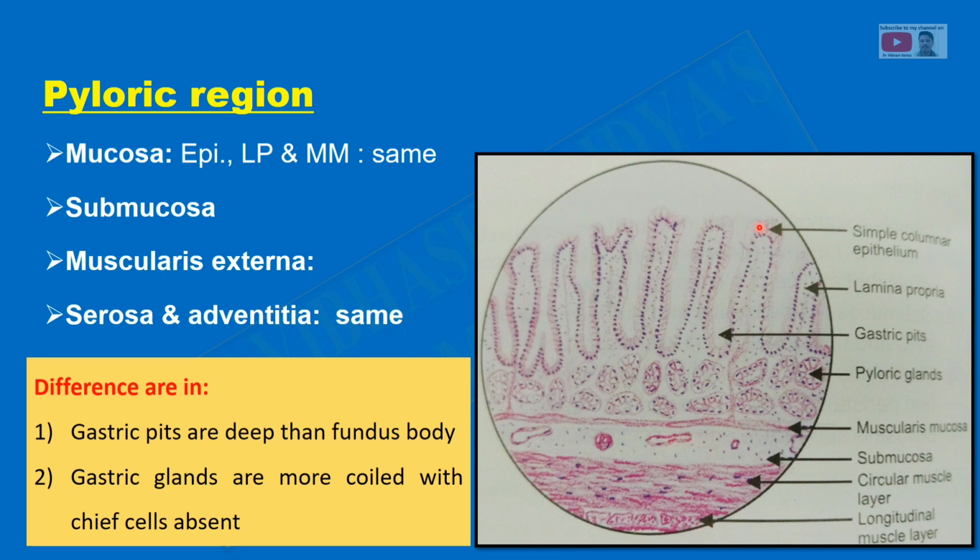Otherwise, all the layers are the same. You can see here this is the lining epithelium, which is simple columnar epithelium. Then here we have a lamina propria. Then these are mainly the pyloric glands. Then here we have a muscularis mucosa, which is mainly made of an inner circular and outer longitudinal layer, and this submucosal layer is made of dense connective tissue, and these are the muscularis externa, that is inner oblique, then circular and longitudinal muscle.